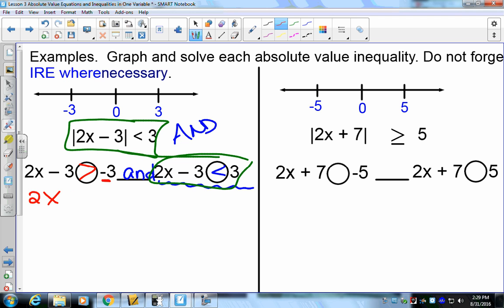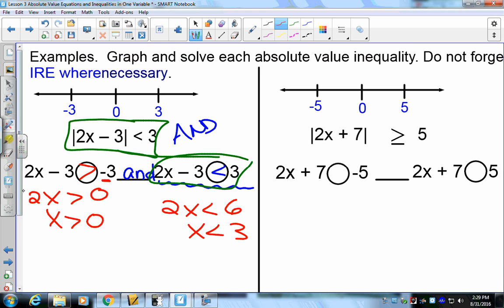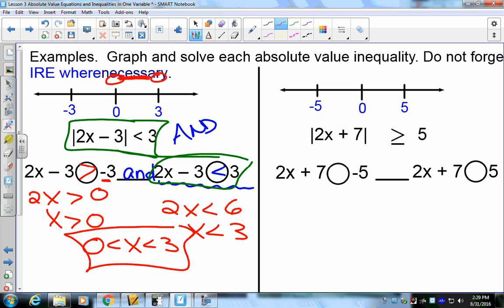So I have 2x is greater than 0. X is greater than 0. And 2x is less than 6. So therefore x is less than 3. So when I look at my number line, I've got x is greater than 0. I've got x is less than 3. And so I'm shading in between. And I can write my inequality. When it's an and, remember you can write one inequality.